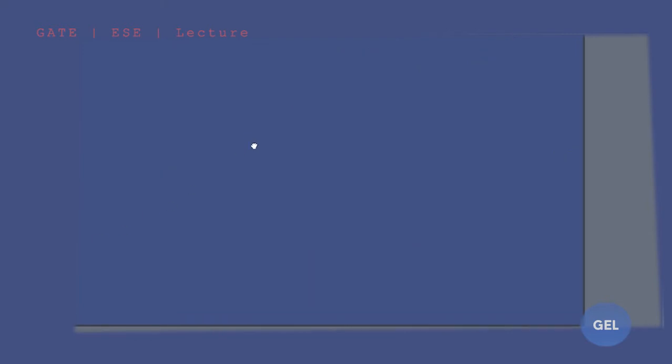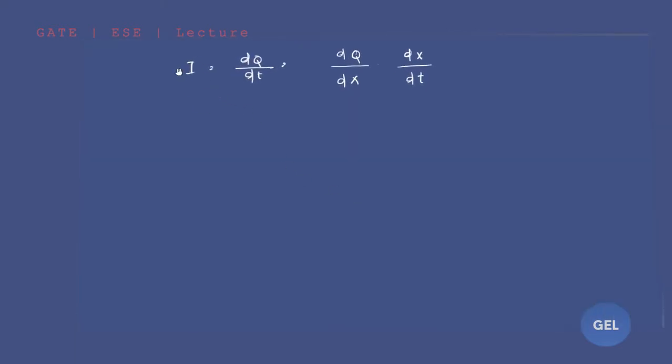We are going into another zone. Look here, now we are going to find out IDS. We know current is nothing but dq by dt, and in place of dq by dt I can write dq by dx into dx by dt. I just divided by dx and multiplied by dx. Now dx by dt is nothing but your drift velocity, and as this is an n channel MOSFET I can write drift velocity as minus mu n into Ex. Sir, why has the negative come?